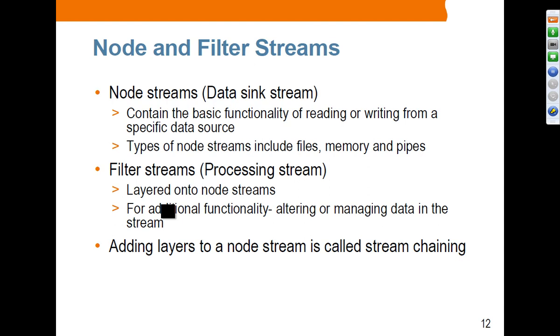All right, so adding layers to a node stream is called stream chaining. When you have some input and output streams from node streams, you're going to apply or wrap or lay filter streams on top of them, and that's called stream chaining. We'll see an example in a second.